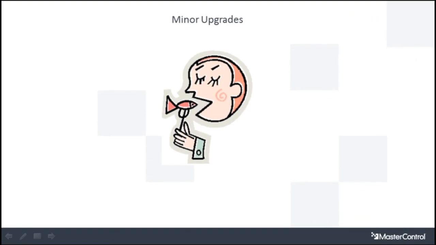Minor upgrades are kind of like eating little fish. All right? You're going to have a lot less going into these, so your risk is going to be a lot lower too, because the amount of changes isn't 4,000 changes. It's maybe 30 or 40, 100, something like that. Nothing on the scale of going through major upgrades.